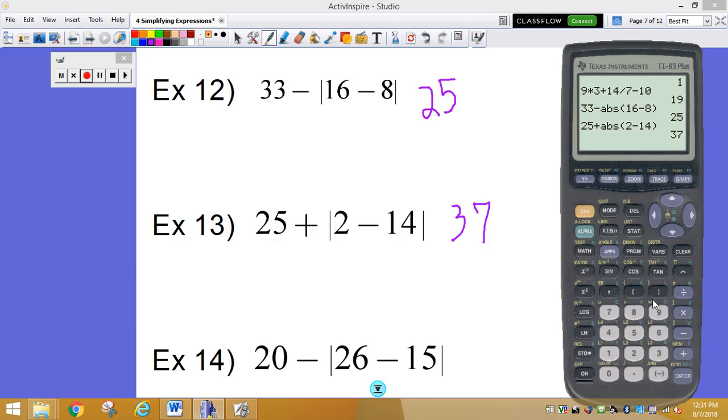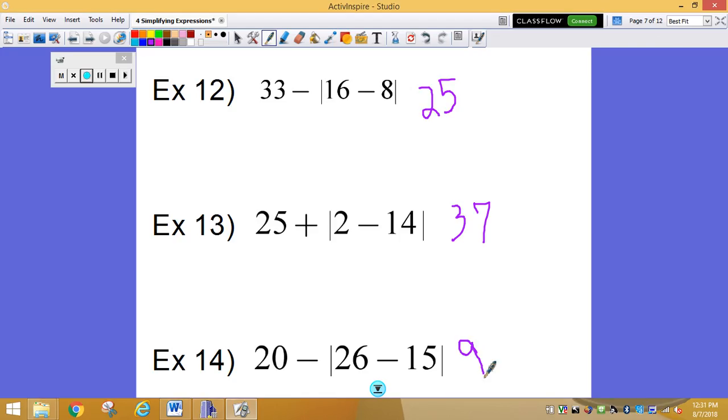So hopefully you tried 14. Here's what you should have typed in. 20 minus second 0, enter. So the absolute value of 26 minus 15, close your parentheses, and you get 9. So that's absolute value. Absolute value, you press second, 0, enter.